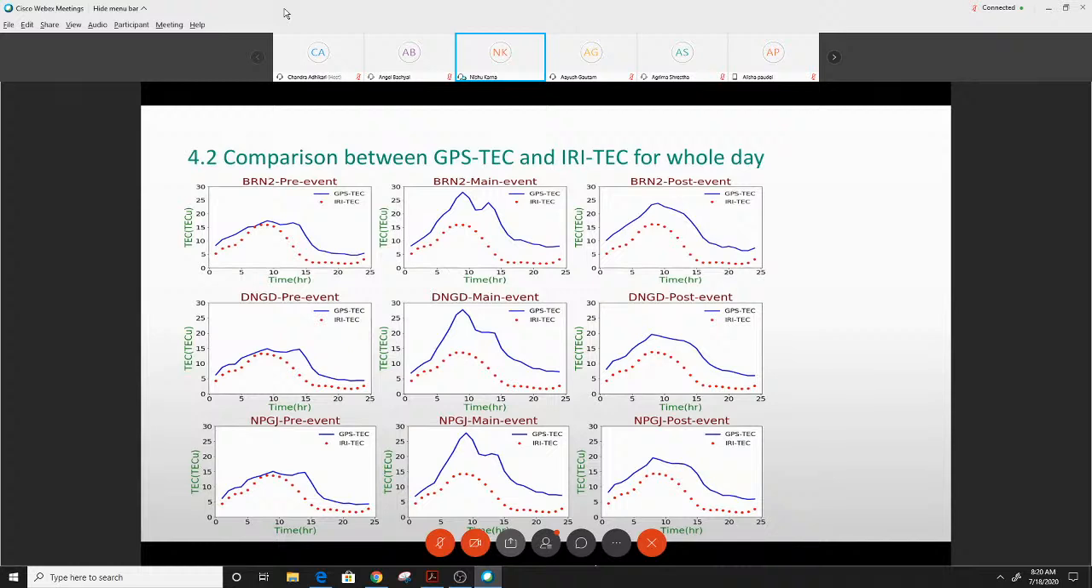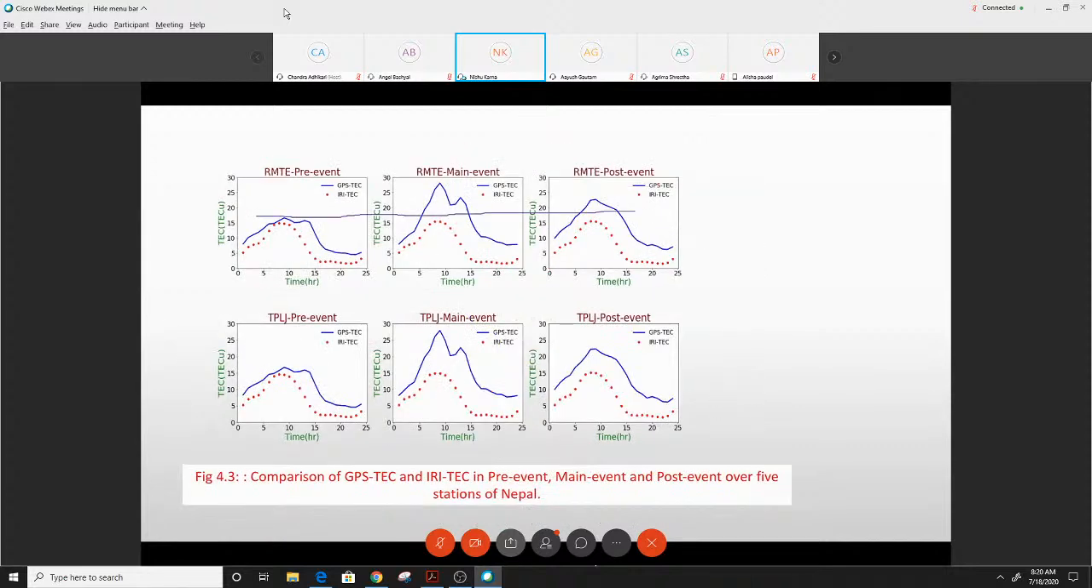In this slide, we have done the comparison between GPS TEC and IRI TEC for the whole day. In figure 4.3, there is a notable variation in GPS TEC in all the events for all the stations. In the overall study, we see an increase in the TEC value by 50% from pre-event to main event, while there is a decrease in TEC value from main event to post-event.